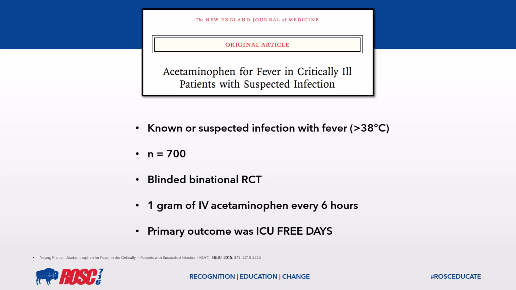The intervention group received 1 gram of acetaminophen every 6 hours until either ICU discharge, resolution of fever, the antibiotics were stopped, or the patient died. The primary outcome was ICU-free days. Unfortunately, there was no difference in ICU-free days. In addition, secondary outcomes of mortality at 28 days and 90 days showed no difference. So overall, treating patients in the ICU with acetaminophen for a fever did not decrease mortality.